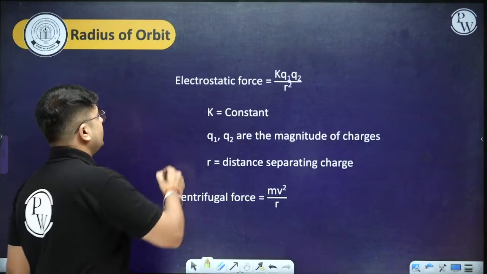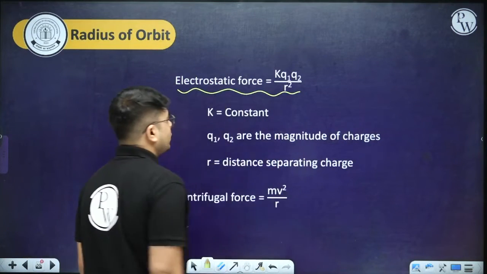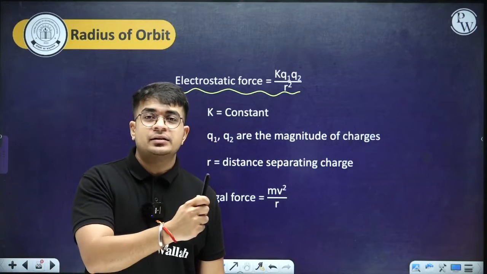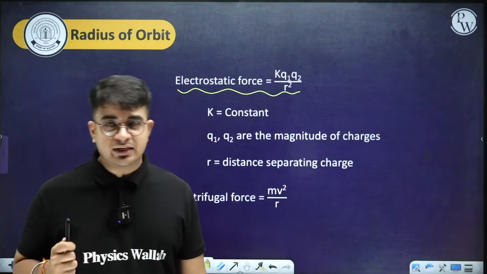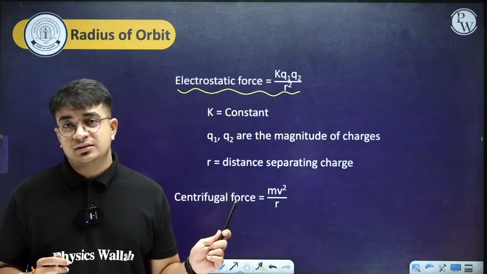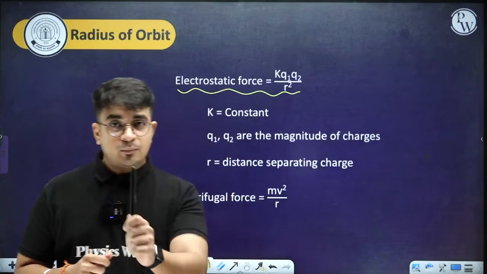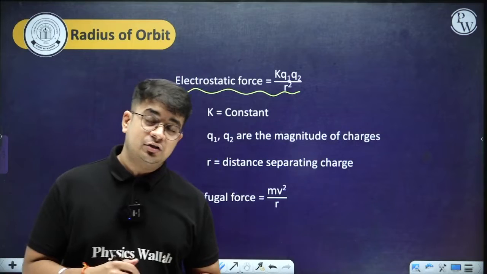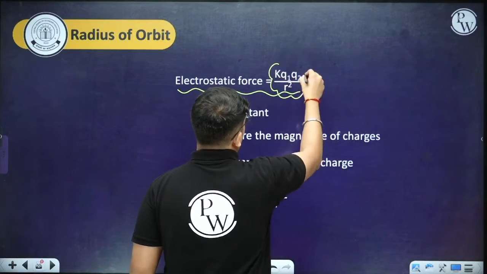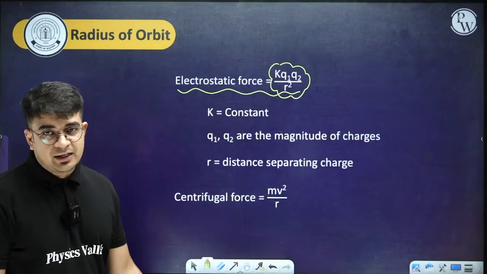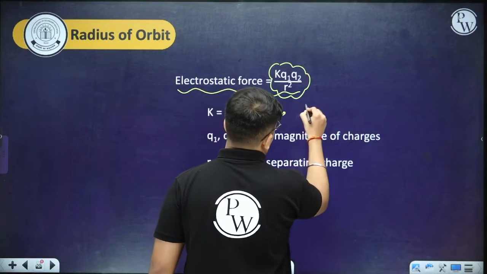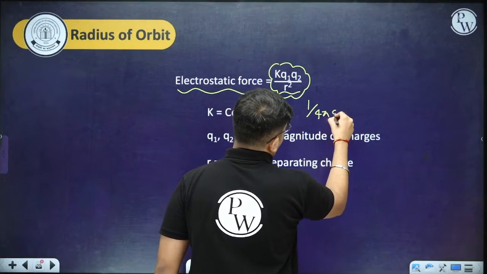First, the electron is revolving around the nucleus in a circular path. It means whatever centrifugal force is present in the circular path is balanced by the electrostatic force of attraction between the nucleus and the electron. This electrostatic force of attraction is k Q1 Q2 upon r square, where k is a constant with the value 1 upon 4 pi epsilon naught.